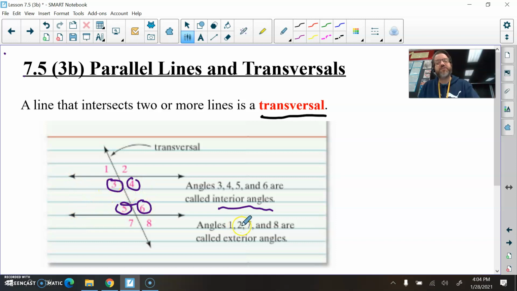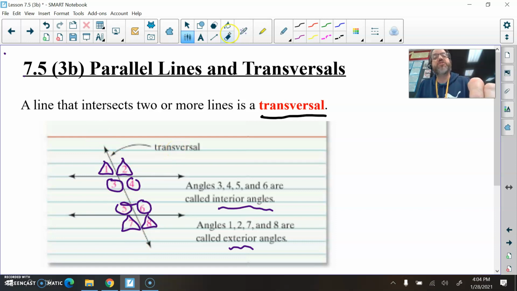The other angles, angles 1, 2, 7, and 8. Here's angle 1, here's angle 2. I'll put little triangles around them. 7 and 8. These are exterior angles because they are on the outside of those parallel lines. Okay, so when I am talking about interior angles, you need to look inside of the parallel lines. But when I'm discussing exterior angles, then you're outside of those parallel lines. And the line that is cutting through those parallel lines is known as the transversal.